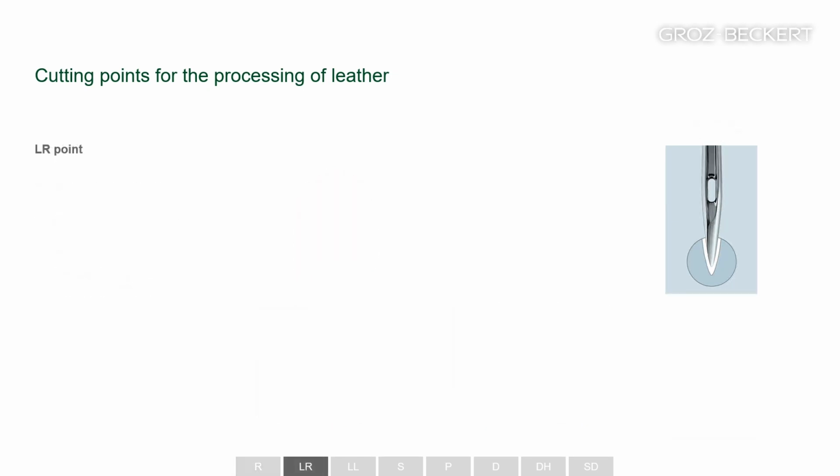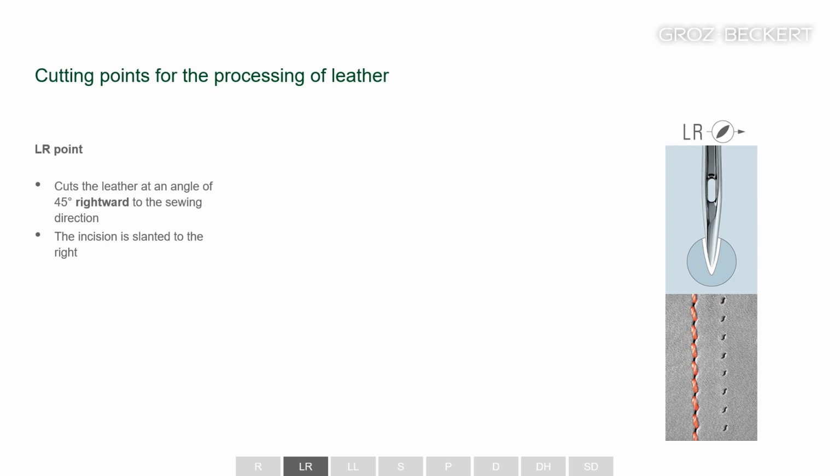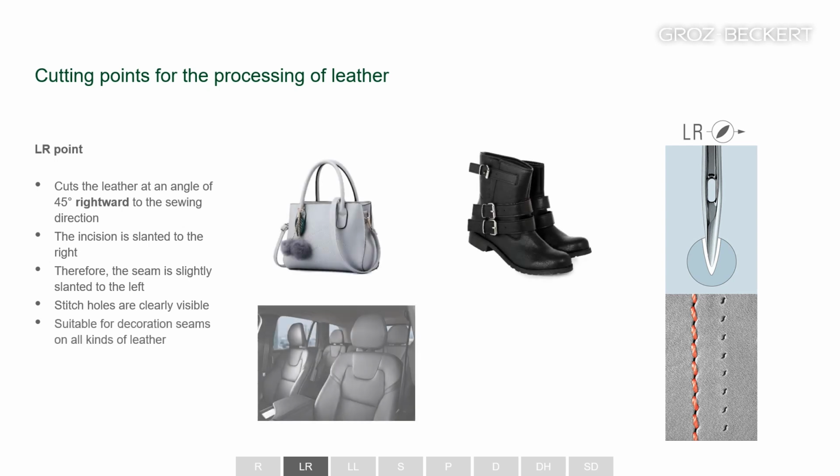The LR point cuts the leather at an angle of 45 degrees rightward to the sewing direction. As the incision is slanted to the right, the thread is slightly slanted to the left. The stitch holes are clearly visible. The LR point is suitable for decoration seams on all kinds of leather.